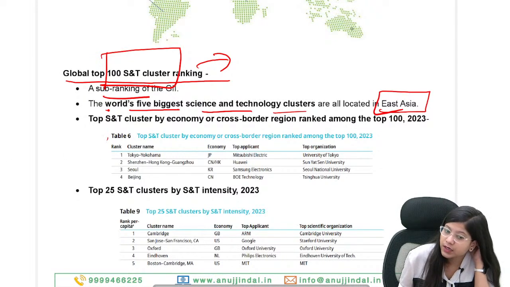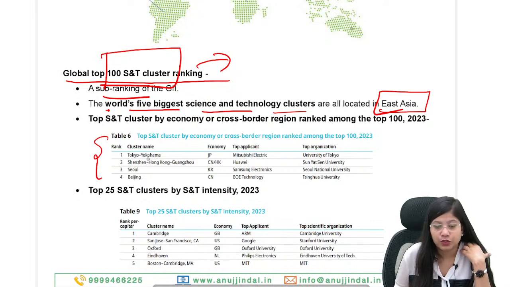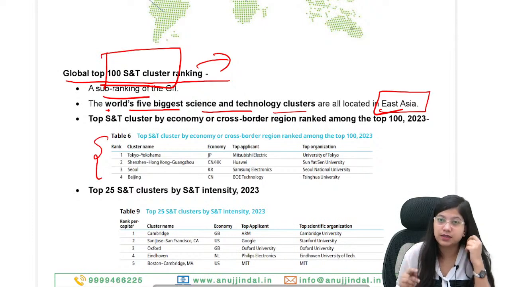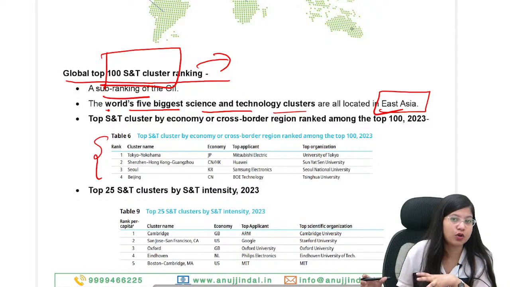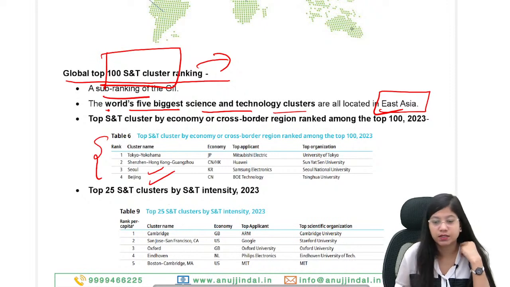Okay, so you can clearly see the ranking of top 4. ठीक है, हालांकि वो कह रहा है top 5 है, but doesn't matter, top 4 का भी चल जाएगा. So Tokyo, Yokohama is the world's top science and tech cluster. That means it fosters the science and technology really well. Then we have Shenzhen, Hong Kong, Guangzhou, and then we have Seoul, then we have Beijing. These are the top 4.